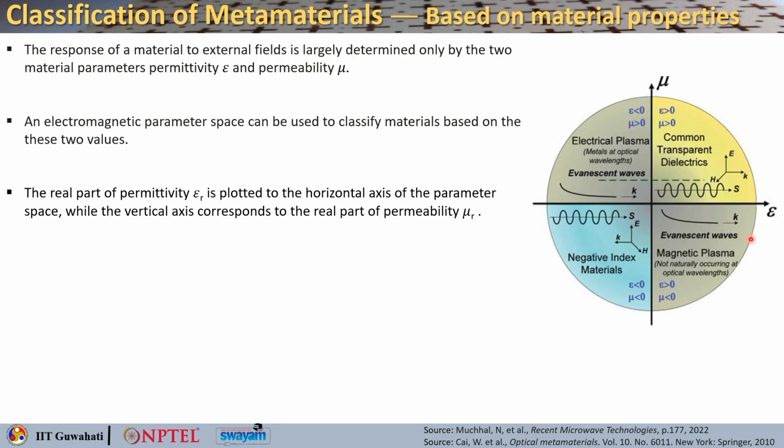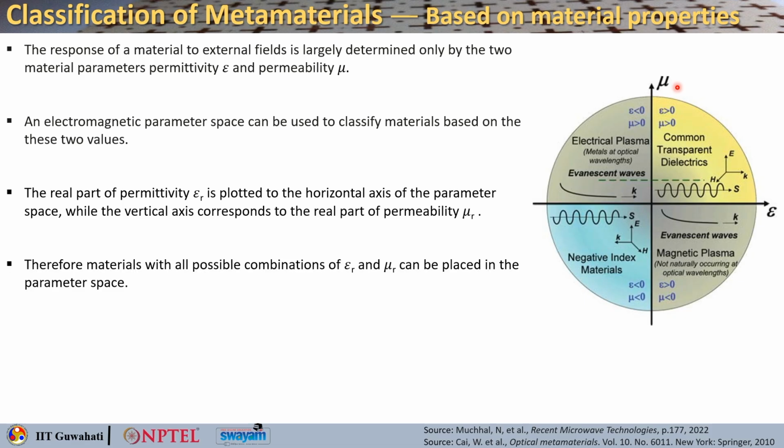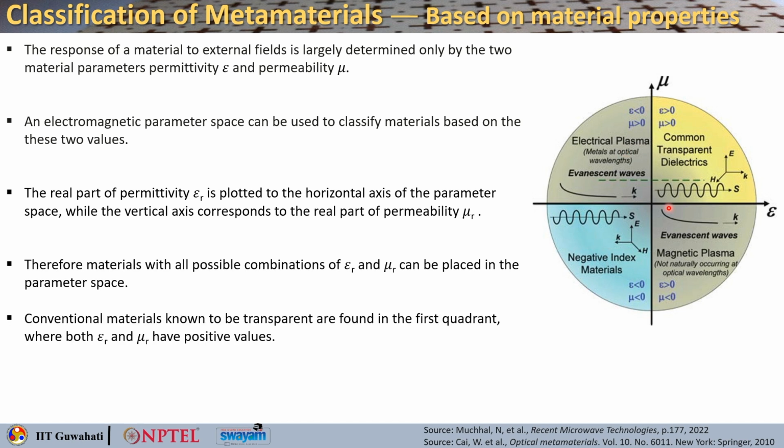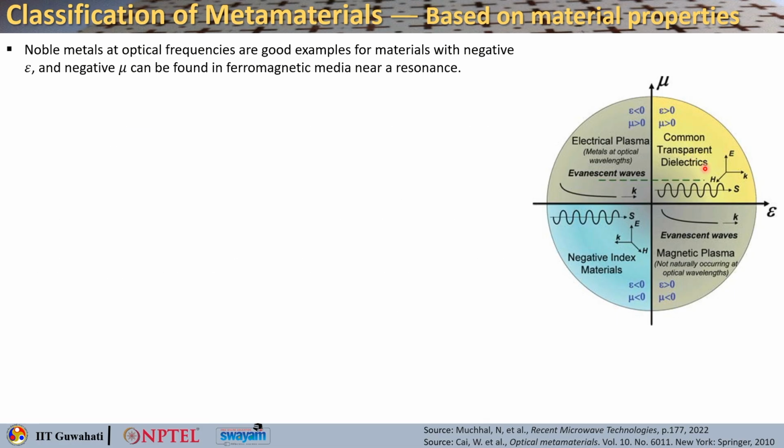They represent the permittivity and permeability, and the electromagnetic response of any material can be represented in this particular space. So, we are basically plotting the real part of the permittivity, epsilon r, and the real part of the permeability, mu r. All the combinations of epsilon r and mu r can be placed in this parameter space.